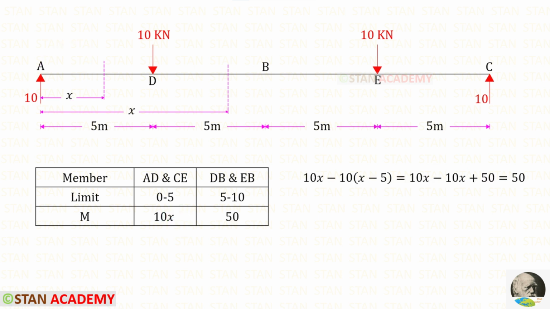Now let us take the section in DB. Up to the section, we have RA and the concentrated load 10 kN. RA is acting in the clockwise direction so it will be positive and the distance is x. This load is acting in the anti-clockwise direction so it will be negative. For this load, we have to take this distance. This distance is x minus 5. After simplifying this, we will get 50.